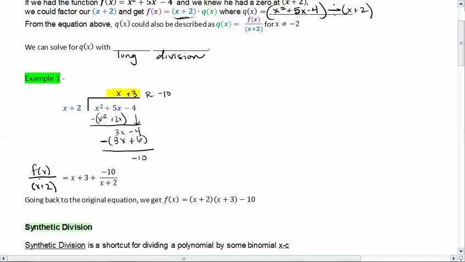You can't just leave it alone. So if we go back to the original equation, we could multiply both sides by x plus 2, and we would end up getting f of x equals, if we wanted to get f of x by itself, the way we would do that is to multiply by x plus 2. So you're multiplying this whole thing by x plus 2. So you have x plus 2 times x plus 3, and then this x plus 2 and x plus 2 cancels out. So you have x plus 2 times x plus 3 minus 10.